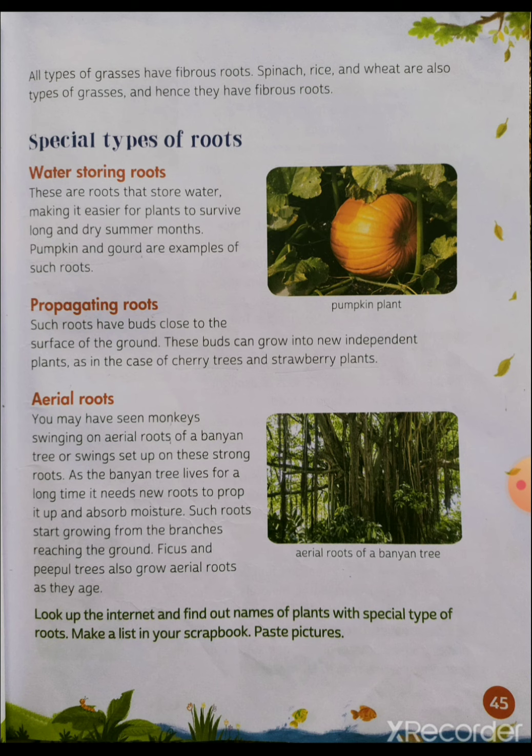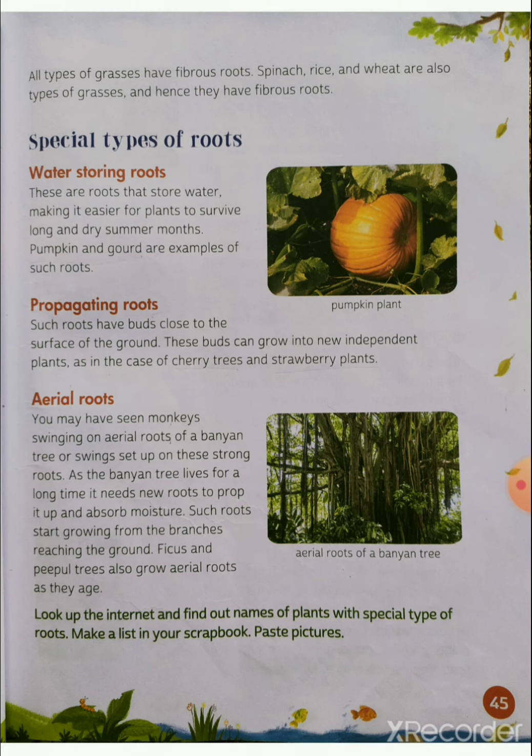The special types of roots are, number 1, water storing roots. Roots that store water and make it easier for plants to survive the long and dry summer months when there is a scarcity of water or shortage of water in the soil are called water storing roots. Example, pumpkin and gourd. Number 2, propagating roots. These roots have buds which are close to the surface of the ground. These buds grow into new independent plants. For example, cherry tree and strawberry plants.